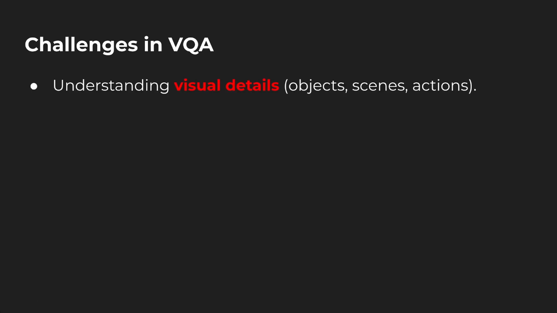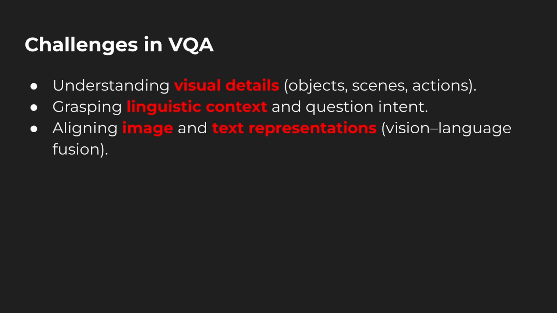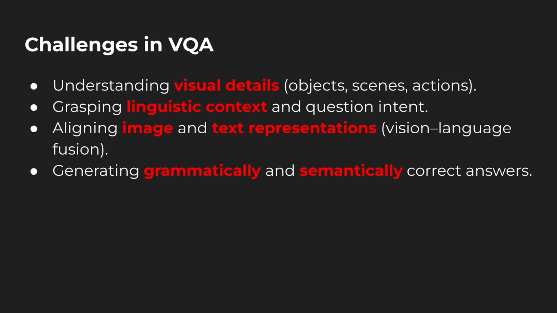Building a VQA is not that easy. It comes with its own challenges. First of all, it needs detailed visual information and an understanding of the objects, actions, and scenes that are present in the image. After that, it must grasp the linguistic context of the question and align it with the image. This requires fusing image and textual information in a meaningful way. And at last, the generated answer must be grammatically and semantically accurate. Achieving all of this is the core challenge we are addressing in this project.